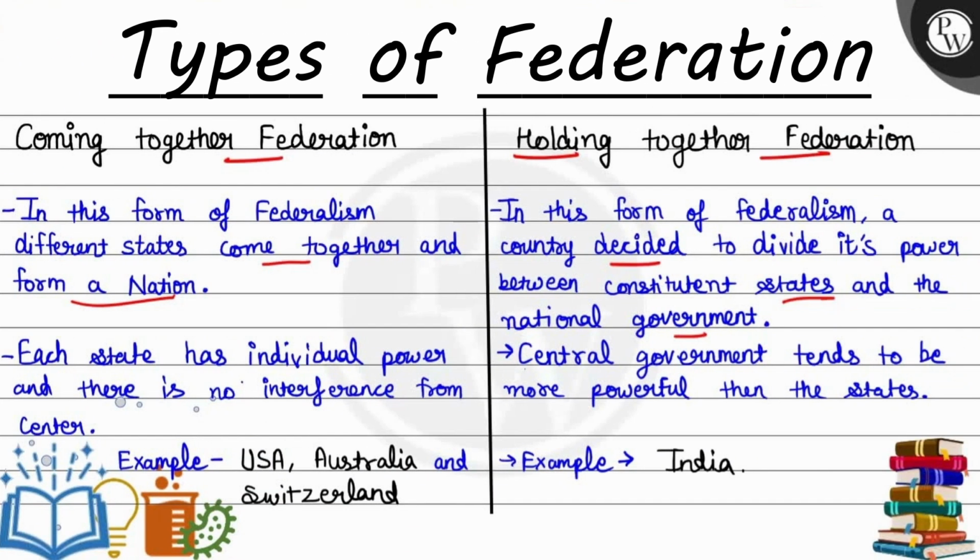Two types of federation: coming together and holding together. Coming together federation. In this form of federalism, different states come together and form a nation. Each state has individual power and there is no interference from the center. For example, the USA, Australia, and Switzerland.